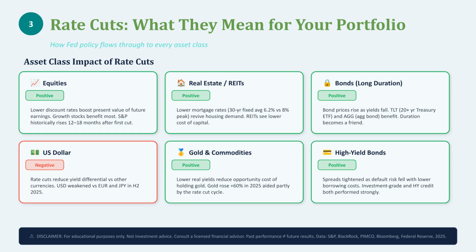The US dollar tends to weaken as rate differentials narrow. This boosts returns on international assets for US investors, a key driver of the 27% to 30% returns in developed and emerging international markets. And gold surged 60% in 2025, partly because lower real yields reduce the opportunity cost of holding a non-yielding asset like gold.